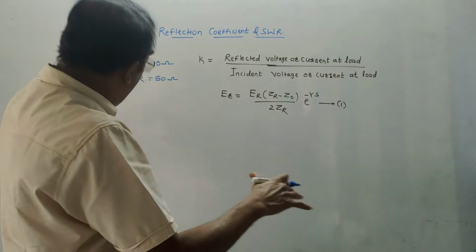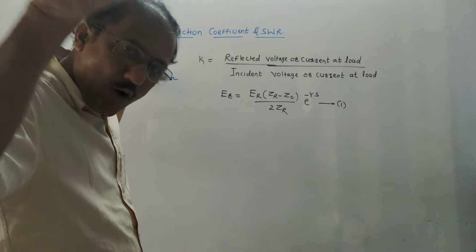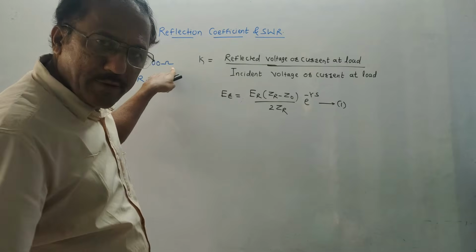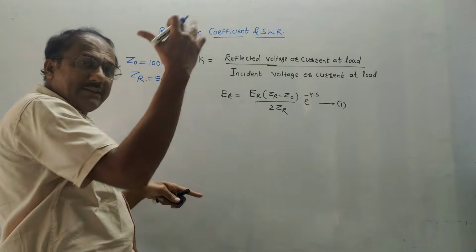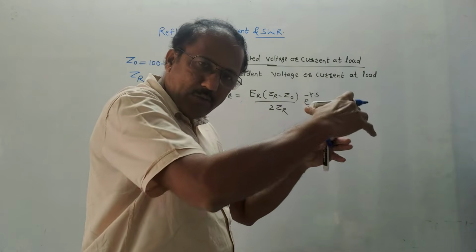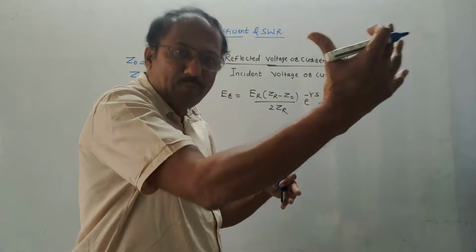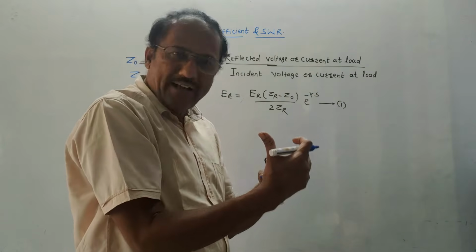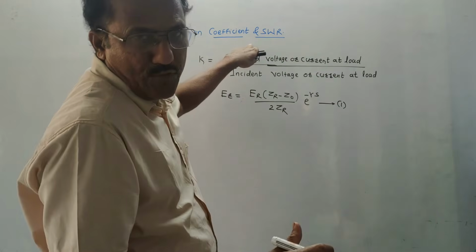This is because we have designed the system to be terminated, meaning at the output of the system 100 ohm should be connected. But if you are connecting a different impedance, that is 50 ohm, then the incident wave, meaning the wave transmitting from transmitter to the receiver, gets reflected from the receiver. Part of the wave is getting reflected back. This is the concept behind reflection coefficient.